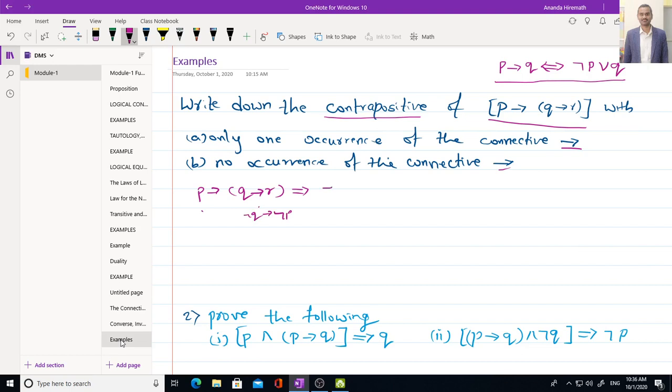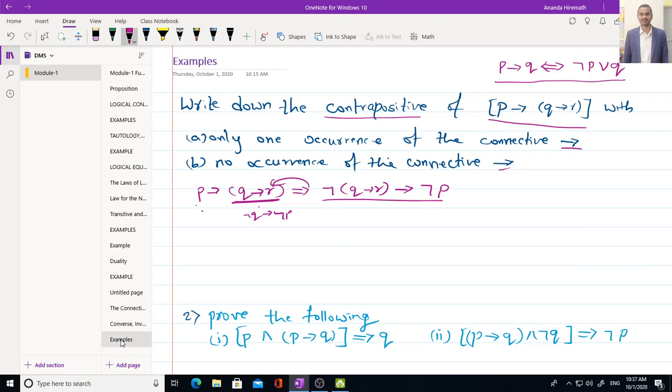That is the contrapositive. Not Q conditional R conditional not P. So this entire thing acts like Q. So not Q conditional R conditional it's not P. Okay, so this statement is the contrapositive of the given.